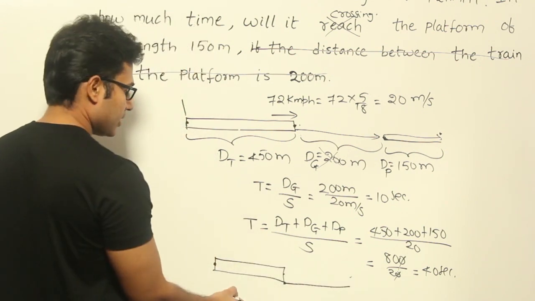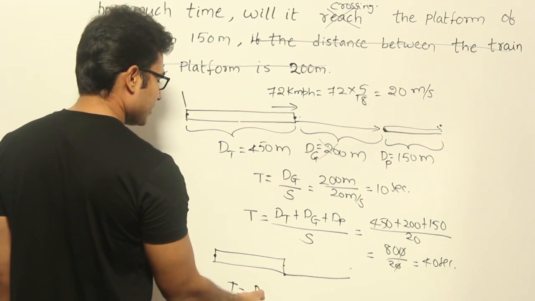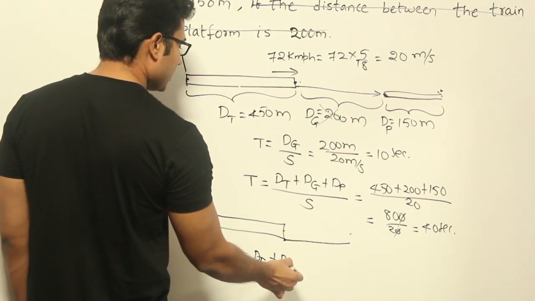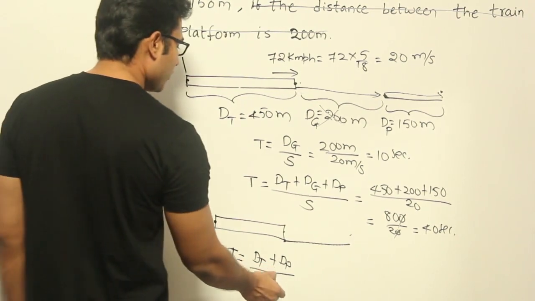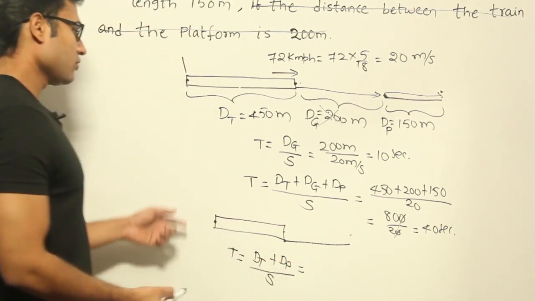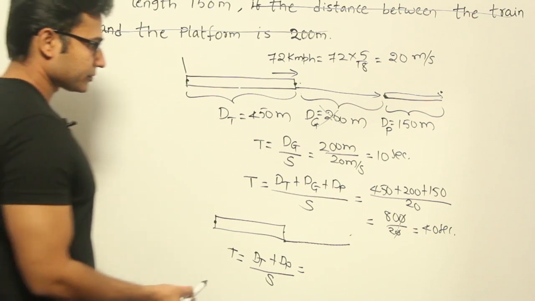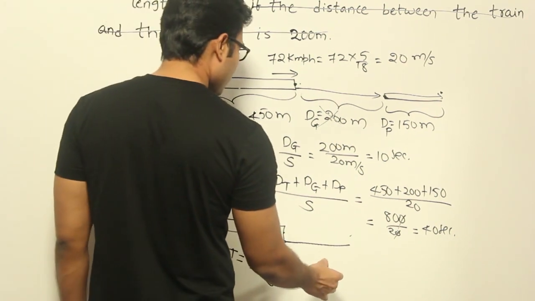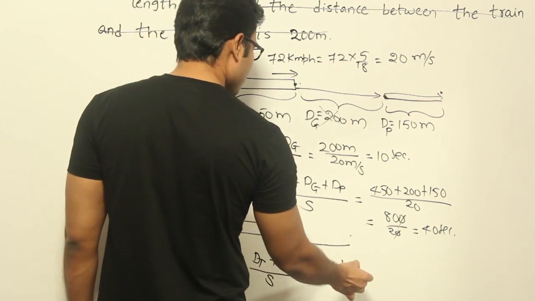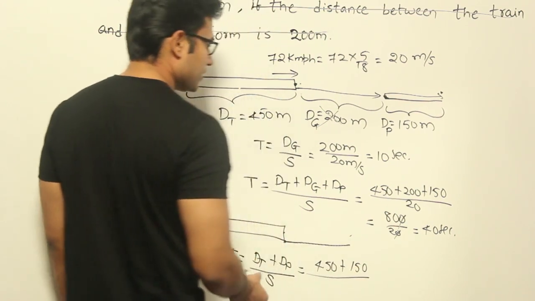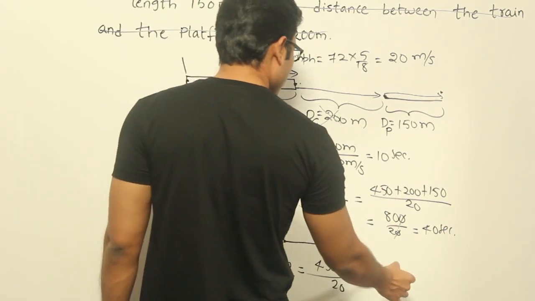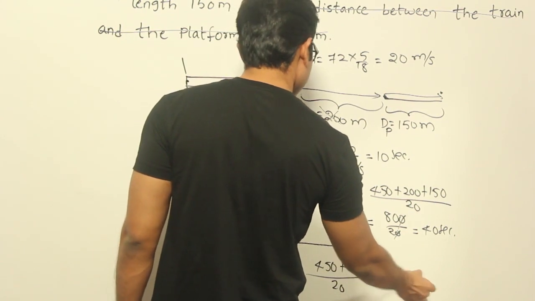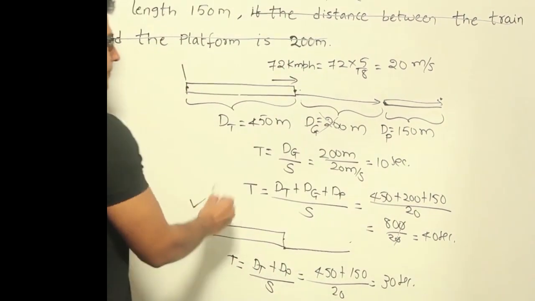In that case, time taken will be equal to dt plus dp, length of the train plus length of the platform, divided by speed of the train, right? In that case, what would be dt and dp? dt is going to be 450 and dp is going to be 150, divided by speed. Speed is going to be 20. 600 divided by 20 is 30. 30 seconds. Got it? Okay.